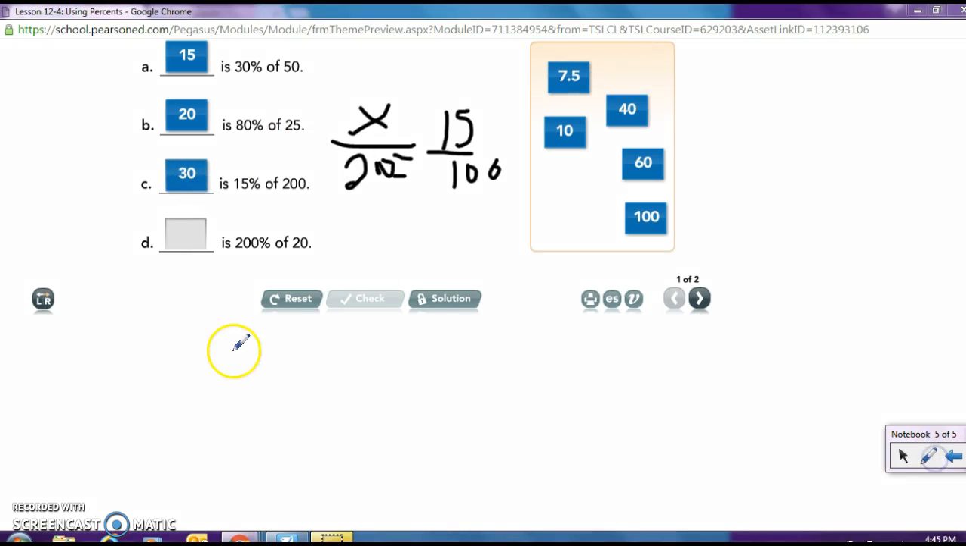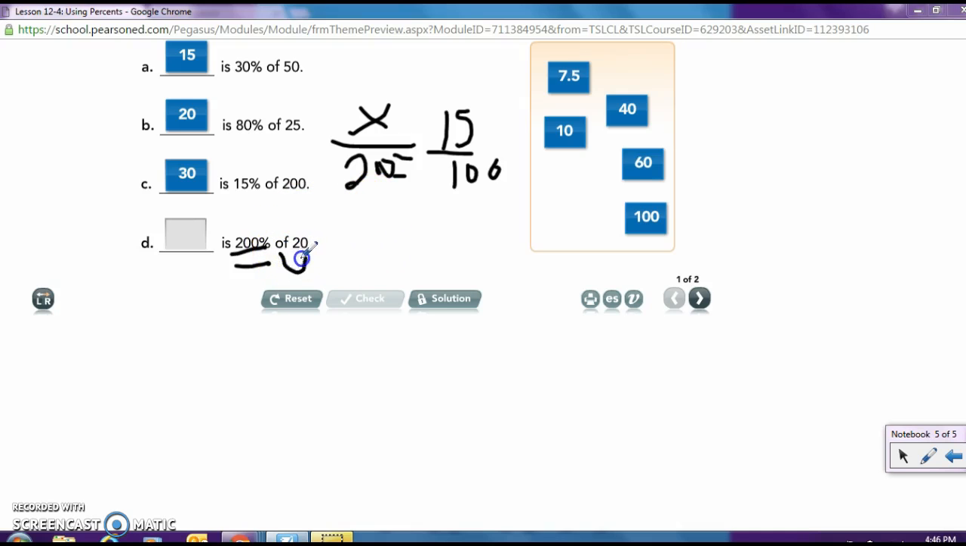Let's look at this next one. We have blank is 200%. Miss S, can I do that? Yeah, you can. Think about batting average. You can score 200% of what you scored last time, meaning double. Okay, 200% of 20.